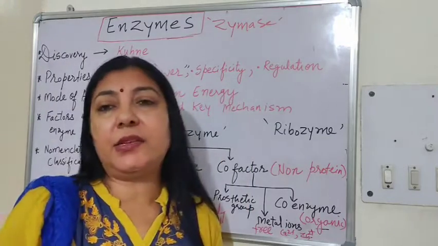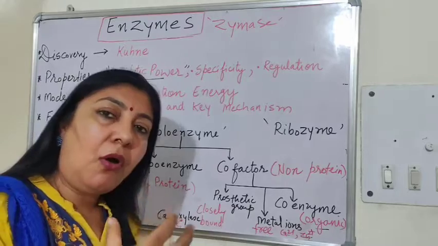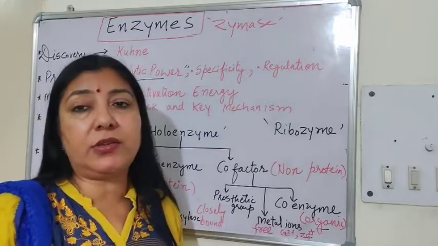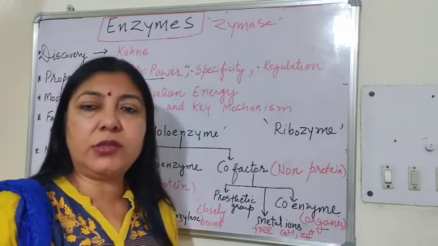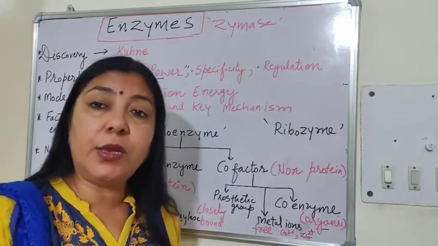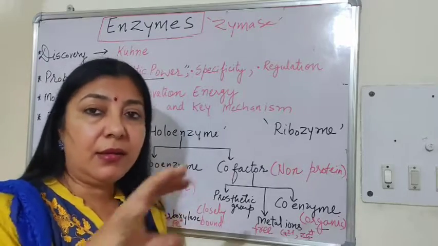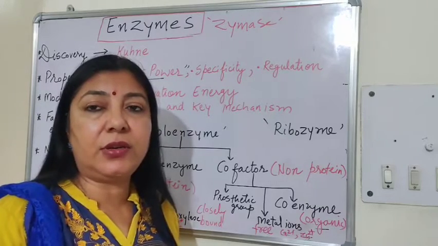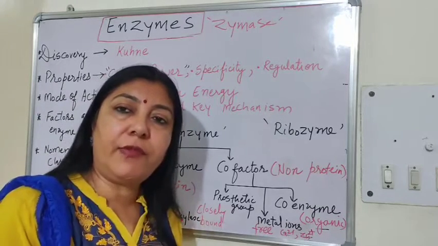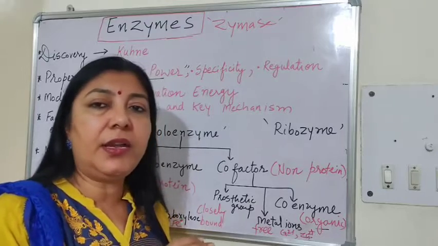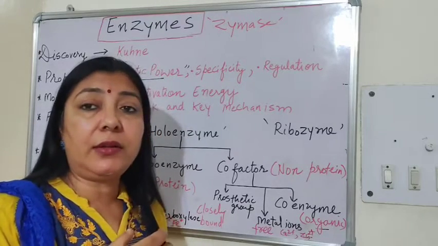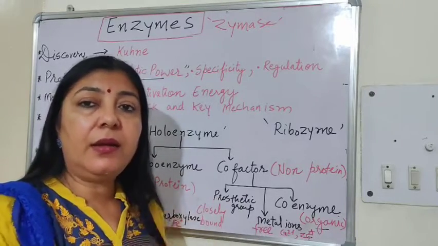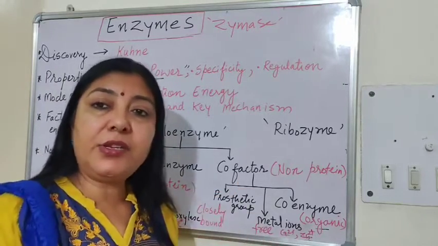Now, the third property is regulation. All these enzymes regulate the rate of reaction. These reactions are reversible depending upon the conditions required. So they regulate the rate of reaction. Whenever the conditions are favorable, they will act. Whenever conditions are not favorable, they will not act. So their action or inaction depends upon the conditions given.